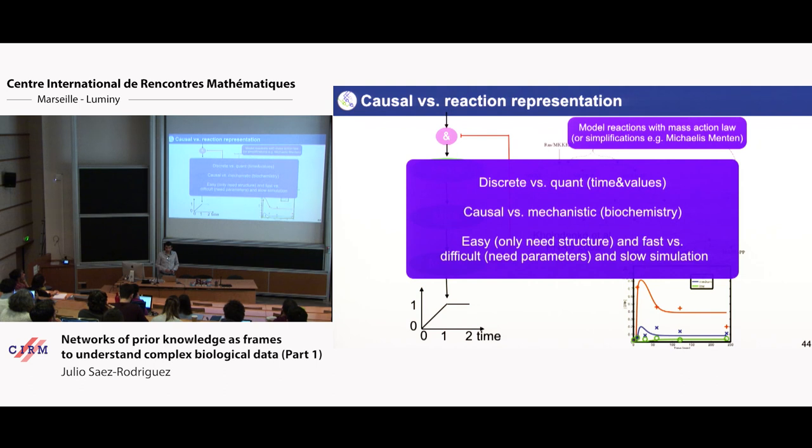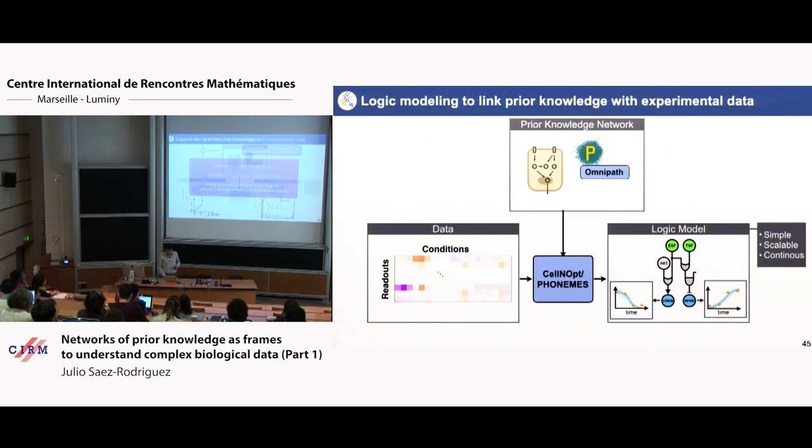Okay, is it clear? I mean, there are people in the room that know more than me about logic models, but I hope the idea is clear. So then what we use logic models for is to train them to high throughput data. So we take data where there are different conditions and readouts, a generic network, again from OmniPath, where you have signed and directed interactions, and we have some tools that basically train the network to the data to build these logic models. And as I said, because they are simple, they'll scale up well.